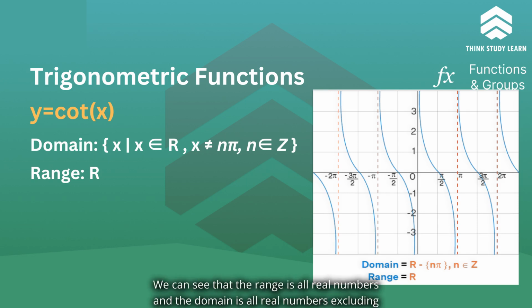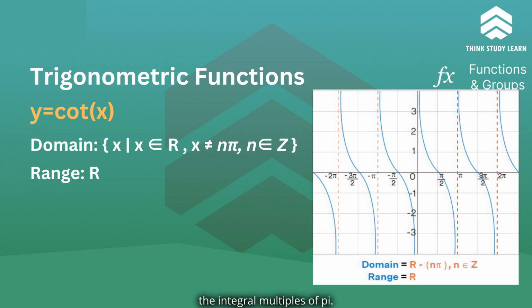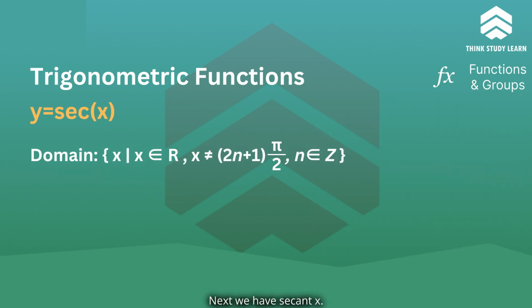We can see that the range is all real numbers and the domain is all real numbers excluding the integral multiples of pi. Next we have secant x.